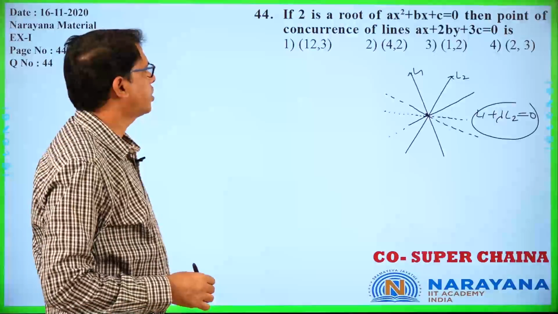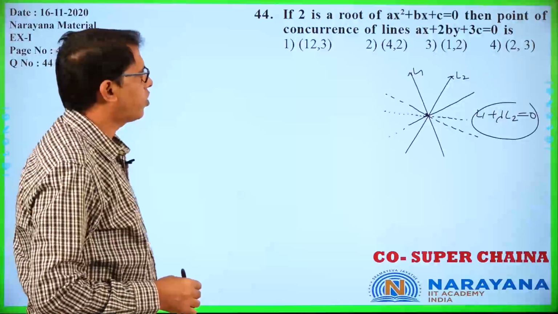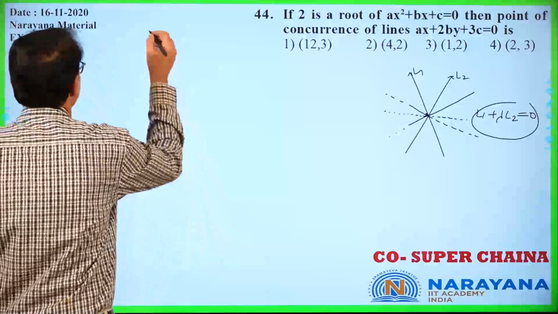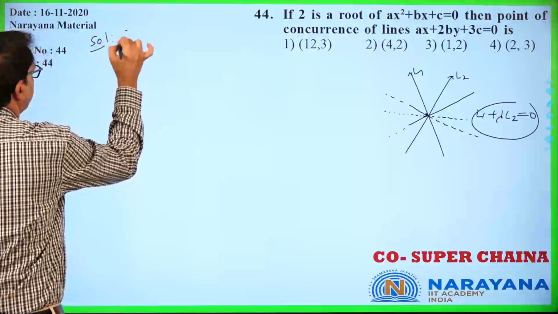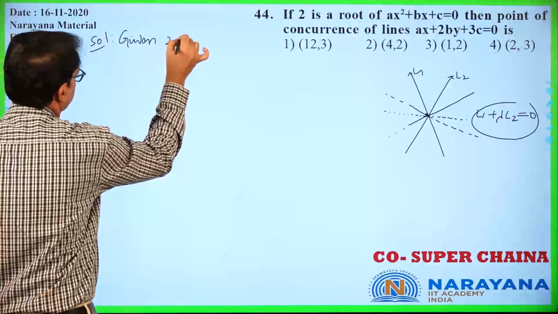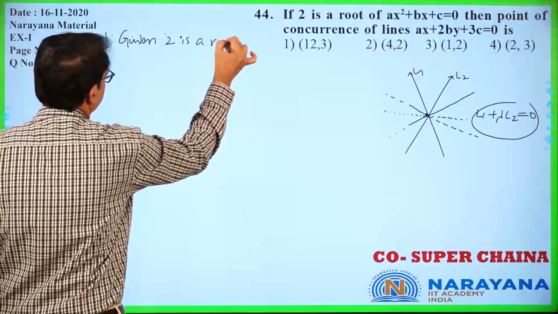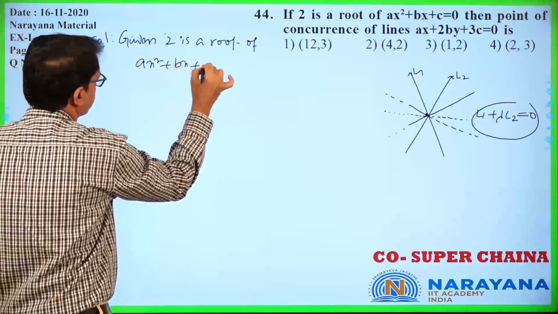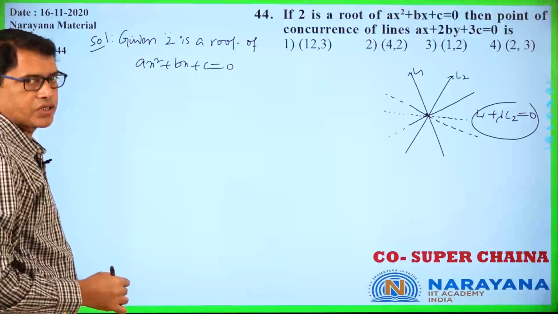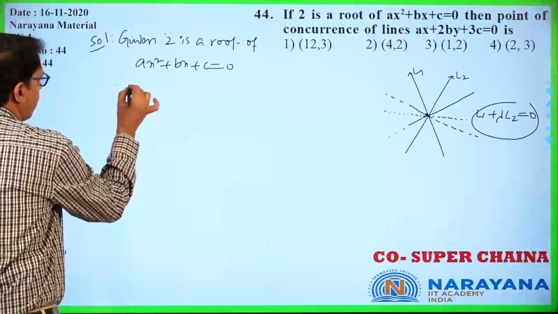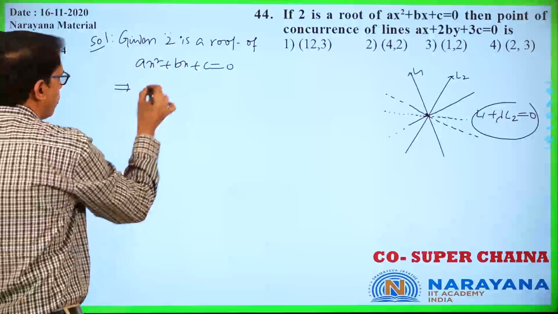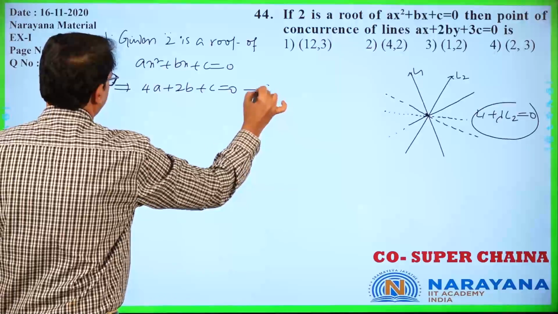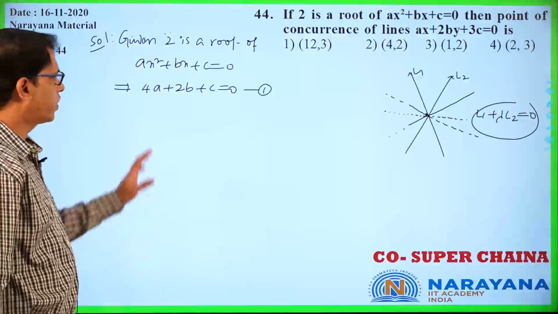Now come to the question. What is given? 2 is a root of ax square plus bx plus c equals 0. First take the given condition. Since 2 is a root, 2 has to satisfy the equation. So in the place of x write 2. What do we have? 4a plus 2b plus c equals 0. So this is equation 1, the given condition.